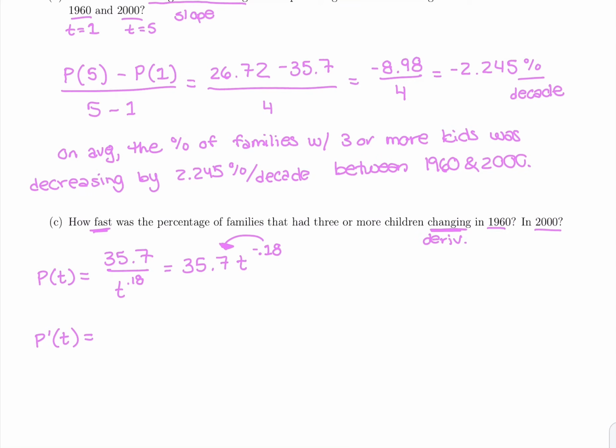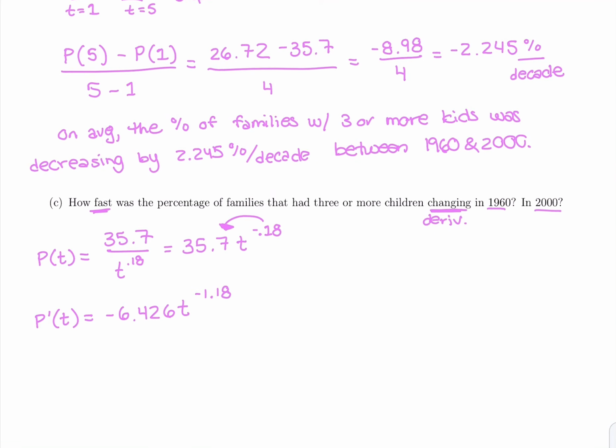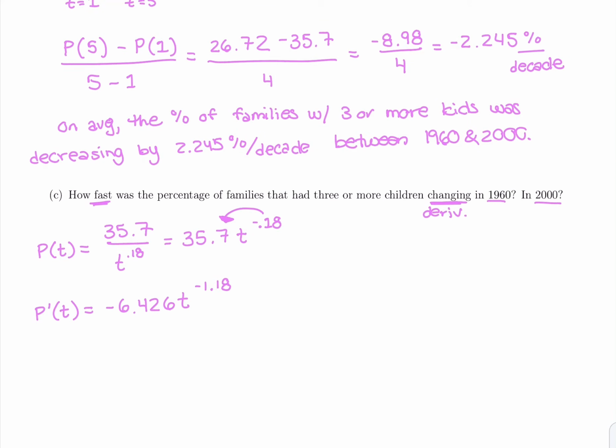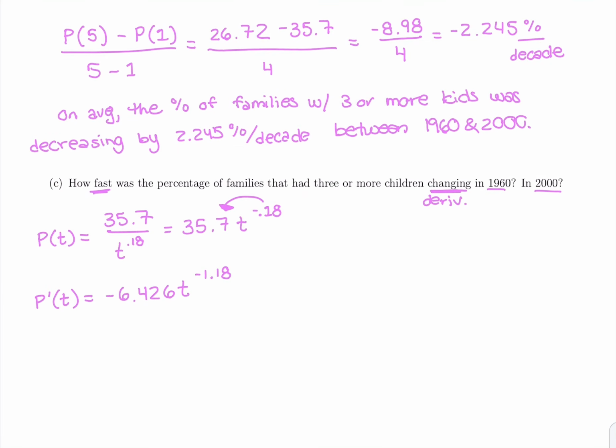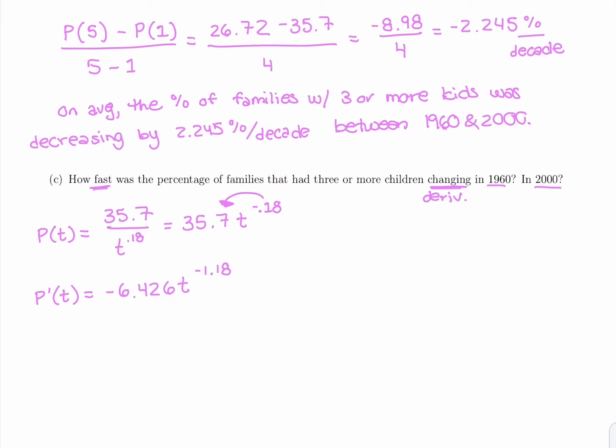The power is a decimal, which means I might need to grab my calculator quick and do 35.7 times negative 0.18. So we get a negative 6.426 t, and then I need to do negative 0.18 minus 1, which is going to give me a negative 1.18. There's my derivative. That will tell me how fast the percent of families are changing per decade. And I'm asked about 2 specific decades. It says what's going on in 1960 with that instant change and what's going on in 2000.